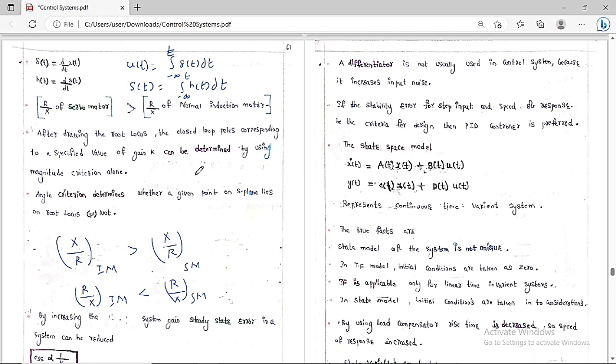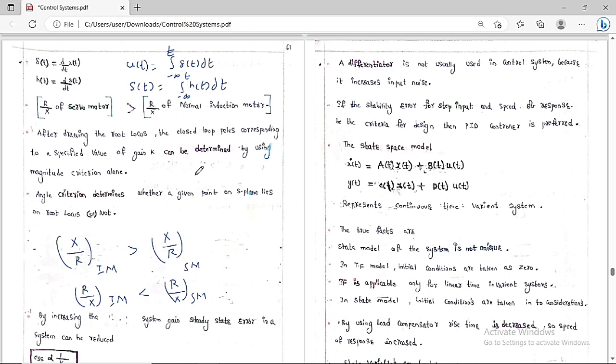Now the next point is: after drawing the root locus, the closed loop poles corresponding to a specific value of the gain K can be determined by using the Nyquist criteria alone. After drawing the root locus, the closed loop poles corresponding to a specified value of the gain K can be determined by using the Nyquist criteria alone. I have already told you: basically we have two conditions, the angle criteria and the magnitude criteria.